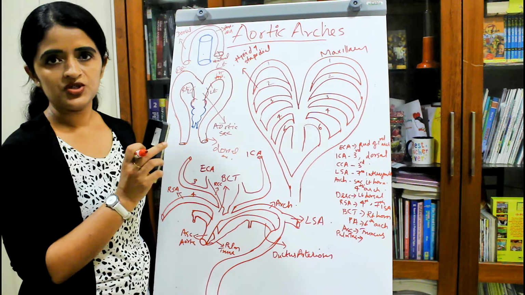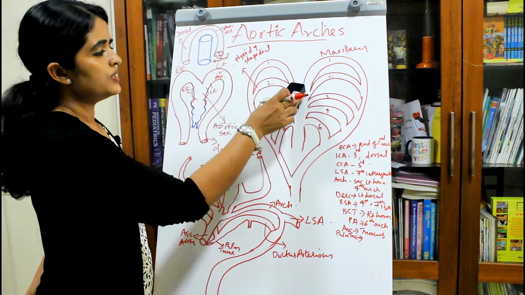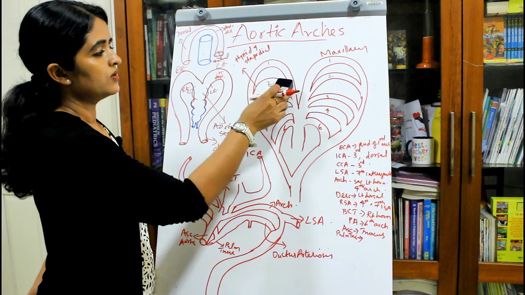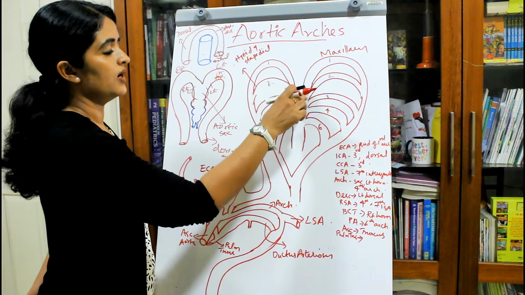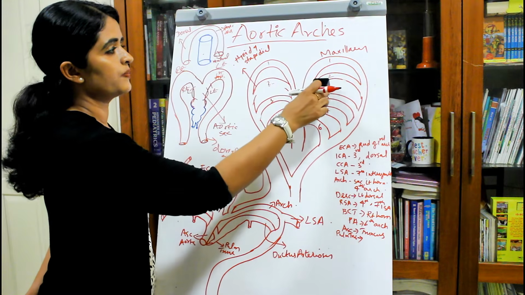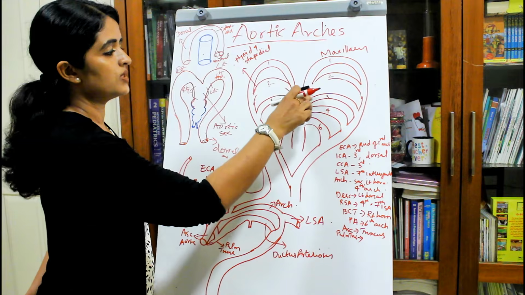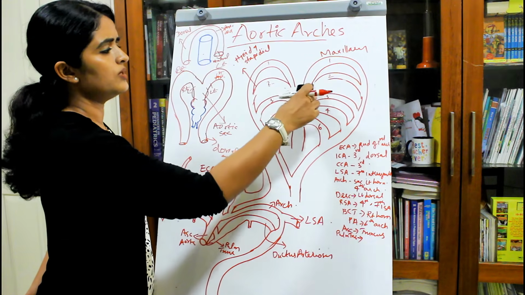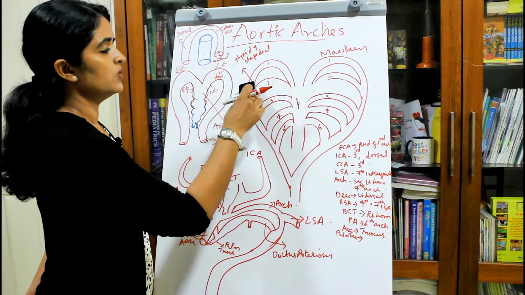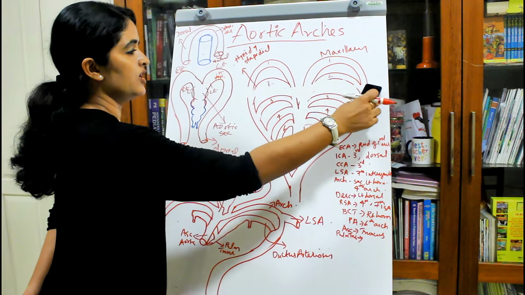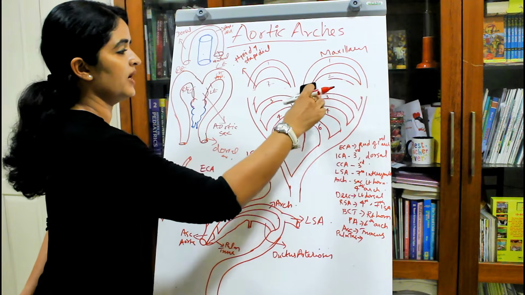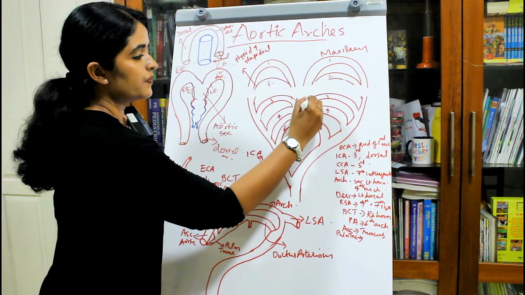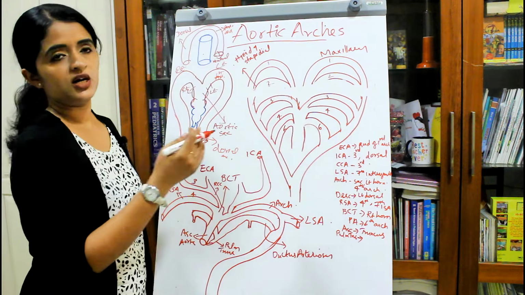Now let's see what is going to happen to these arches. The first and the second aortic arches just disappear. Understood? You just remove the first and the second aortic arches. It is easy to remove, right? I will just rub it off later. I have to say something about the first and second aortic arch. Now you are getting the aortic arch from the third arch onwards.